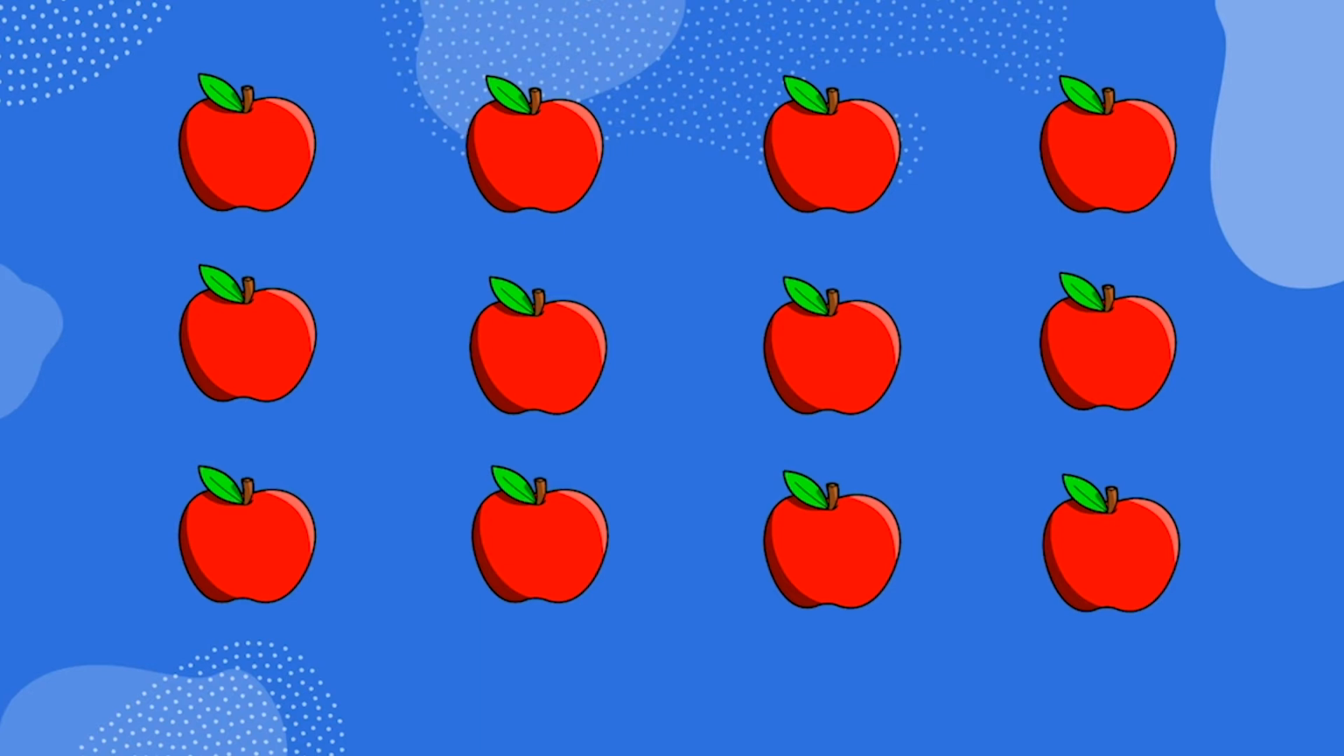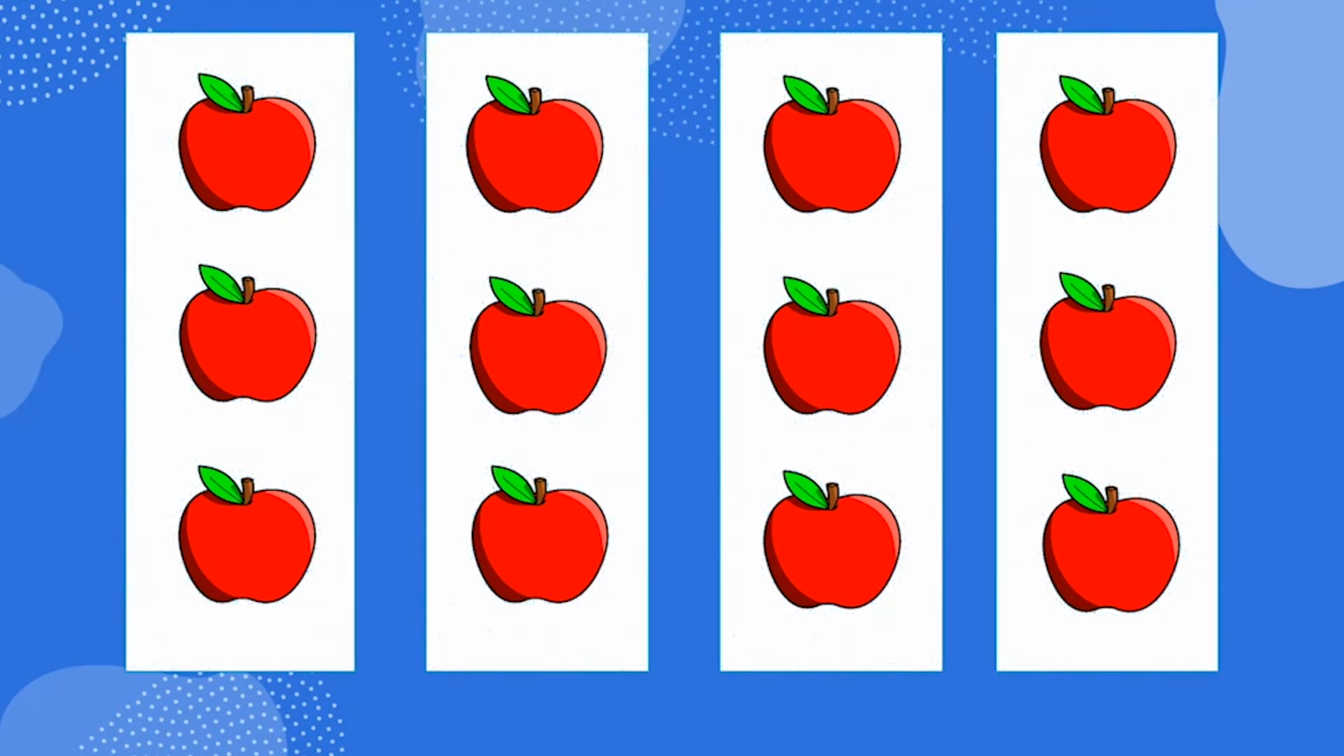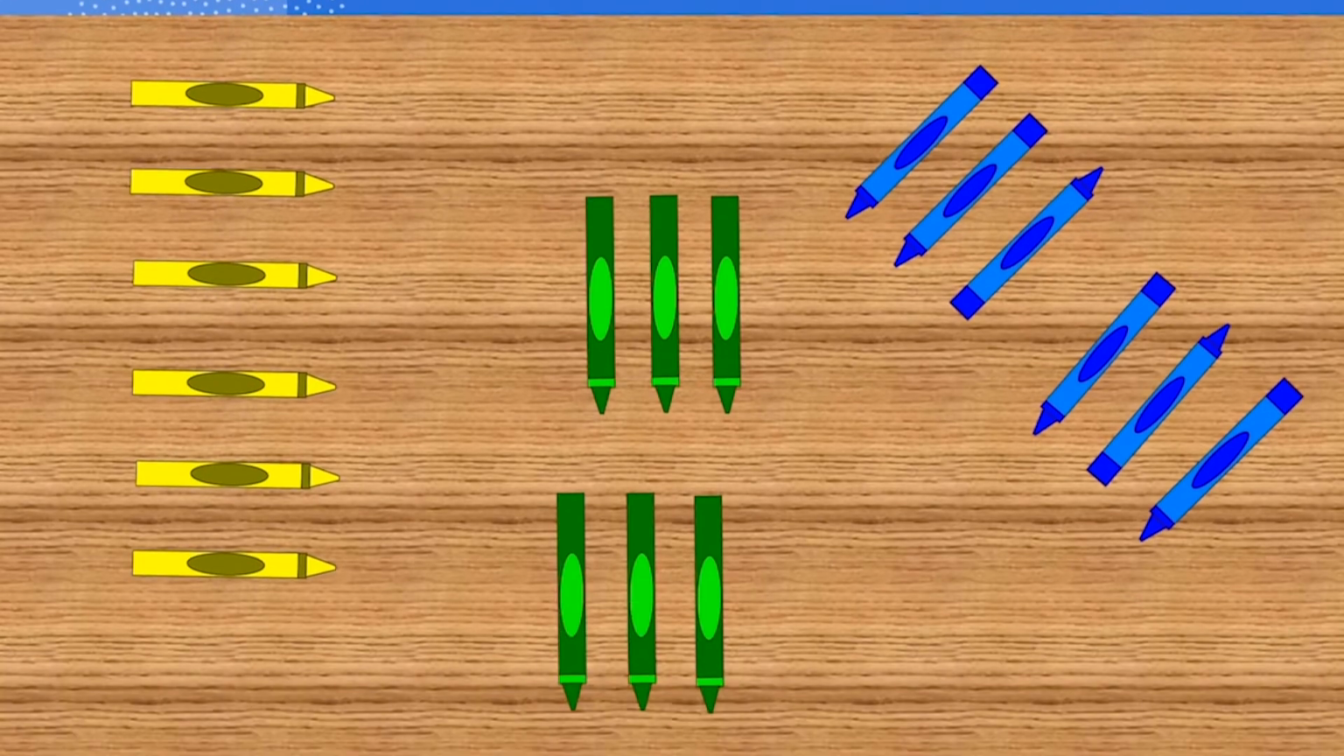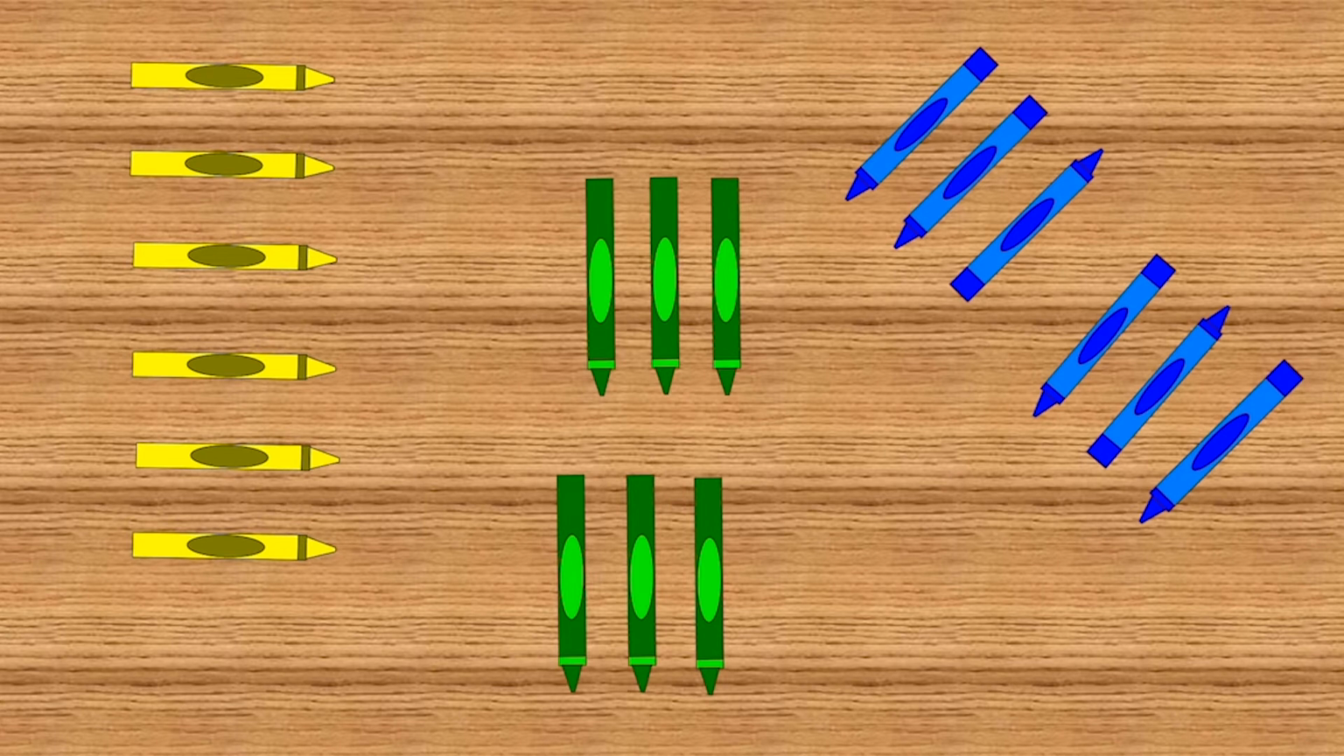If 12 apples, the ones shown on the screen, are divided into 4 equal groups, how many apples will be in each group? 3. We end up having 4 groups of 3 apples. Alrighty, now on to example 2. I have 3 groups of 6 crayons. Group 1 is made up of 6 blue crayons, Group 2 is made up of 6 green crayons, and Group 3 is made up of 6 yellow crayons.